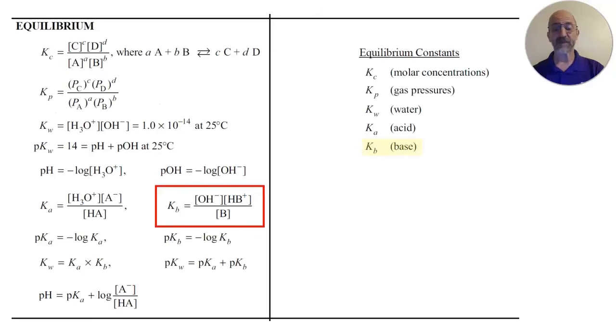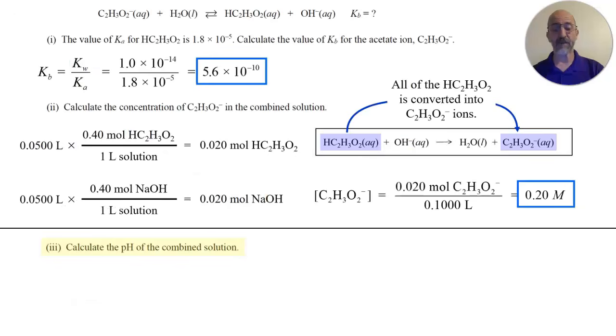So the Kb expression, as you can see on the equation sheet, is the weak base on the bottom, and then the hydroxide ion and the conjugate acid on the top. So what is our weak base on the bottom? Acetate. What goes on the top? Hydroxide and the conjugate acid. So what I'm showing you at the bottom of this slide is essentially the equilibrium constant expression for the net ionic equation that you see at the top of the slide.